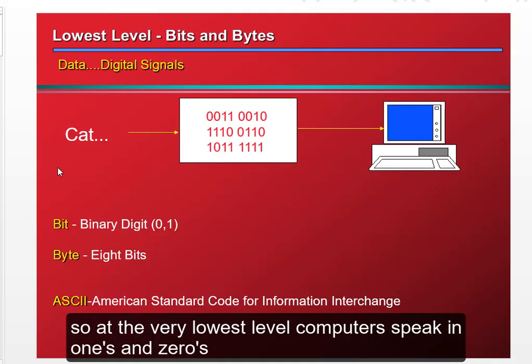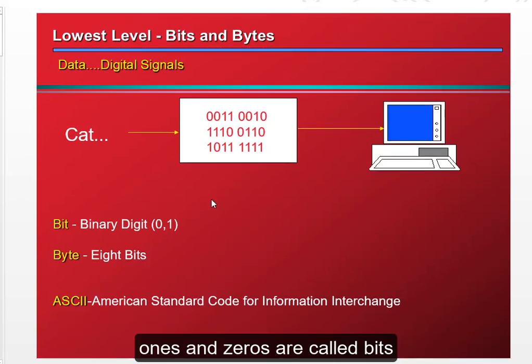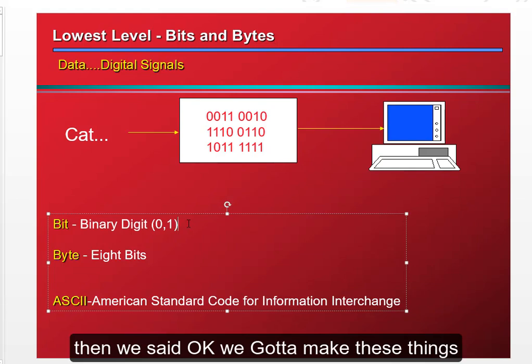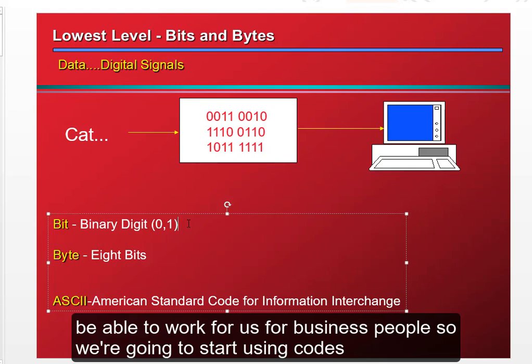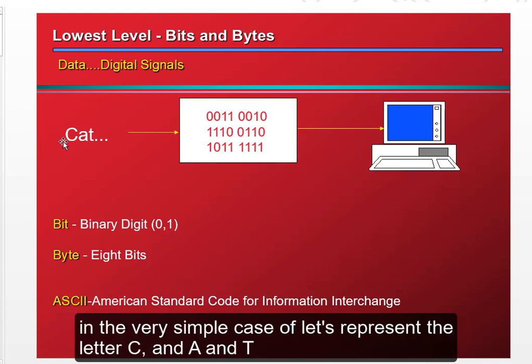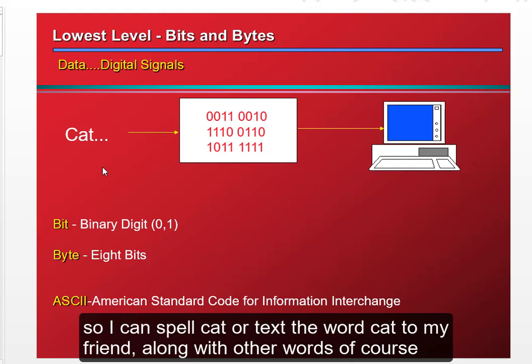So at the very lowest level, computers speak in ones and zeros. Ones and zeros are called bits, a binary two-state digit. Then we said, okay, we got to make these things be able to work for us, for business people. So we're going to start using codes and instructions. And those codes and instructions are called, as mentioned, software. In the very simple case of let's represent the letters C, A and T, so I can spell cat or text the word cat to my friend, along with other words, of course.